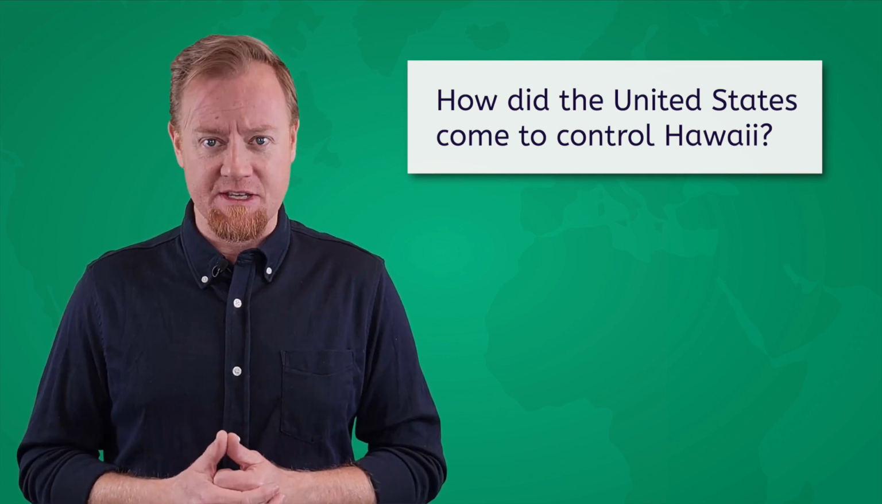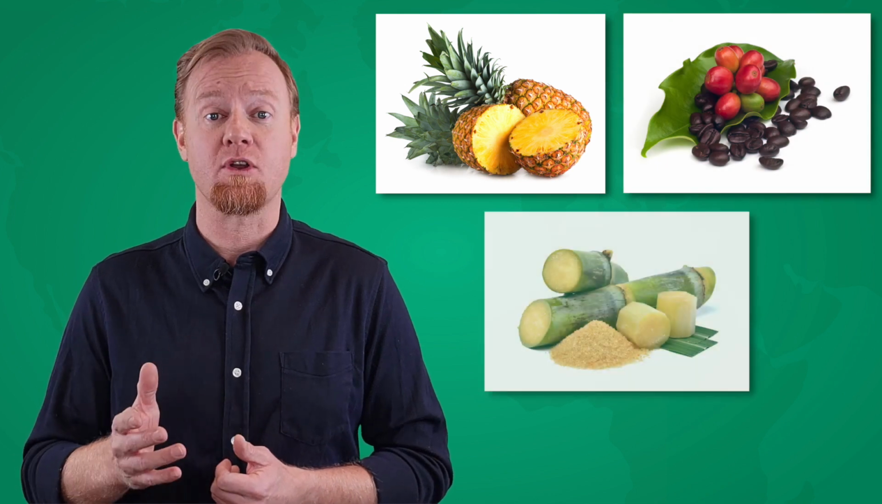Throughout the 19th century, American business owners established plantations on lands they rented from the Hawaiian monarchy. These plantation owners became incredibly wealthy and powerful by growing cash crops like pineapple, coffee, and most importantly, sugarcane.